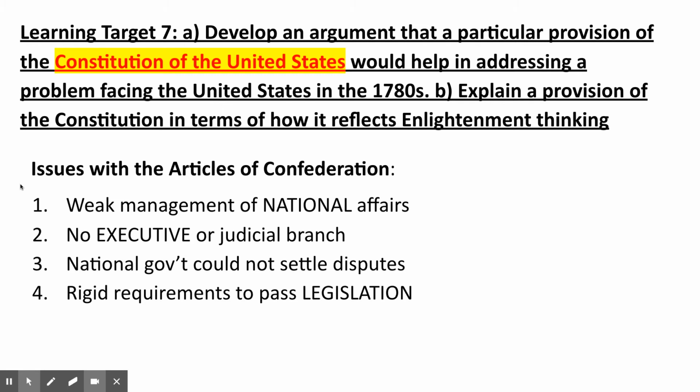National government couldn't settle disputes. So back then, if Ohio wanted to declare a war on a country, they could, but the United States of America couldn't declare war. All right, so again, that power. And then finally, requirements to pass legislation. All right. Today, it's 3/4 and 2/3 to pass. Back then, it was unanimous. You had to get all 13 colonies on board. Okay, so a lot harder to pass something.